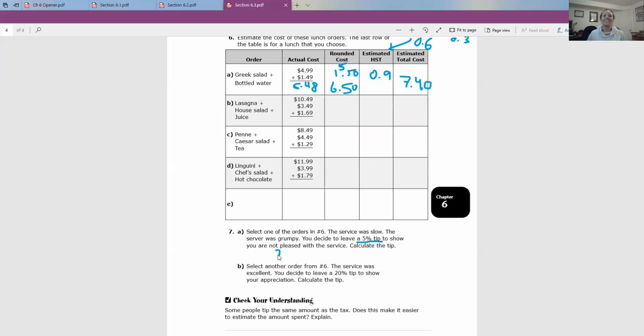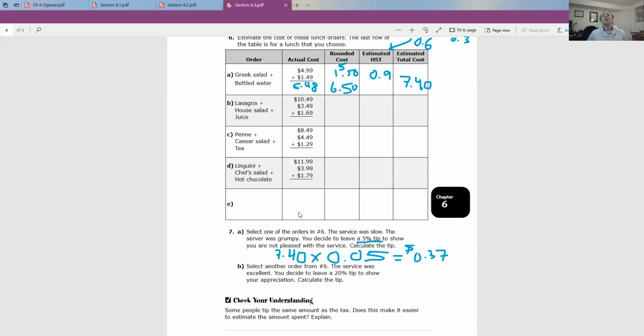But here's my $7.40. That's my estimated cost. Oh, actually, we should do the real one. Oh no, it's okay. Sorry, we're gonna do it with the estimated cost. So there's my 7.40, and I'm gonna multiply it by 0.05. Now 5%, remember to turn a percent to a decimal, divide by 100. So 0.05 for this one, and then you can get your answer. Okay, so 7.40 times 0.05. I would leave this person a 37-cent tip.